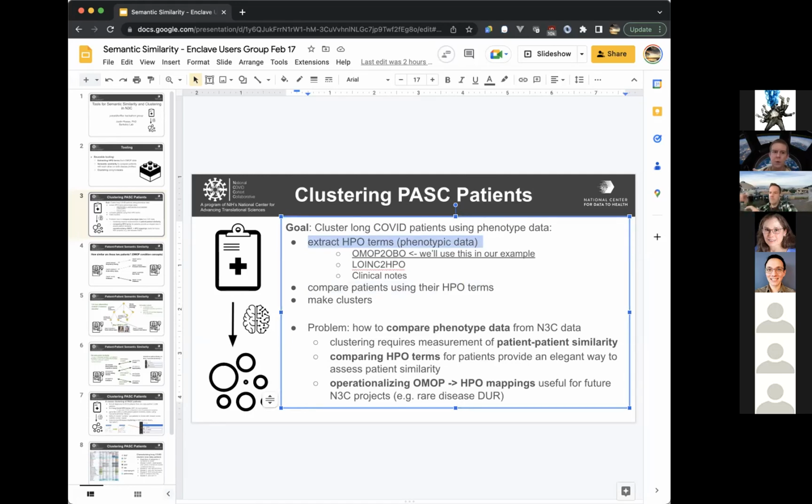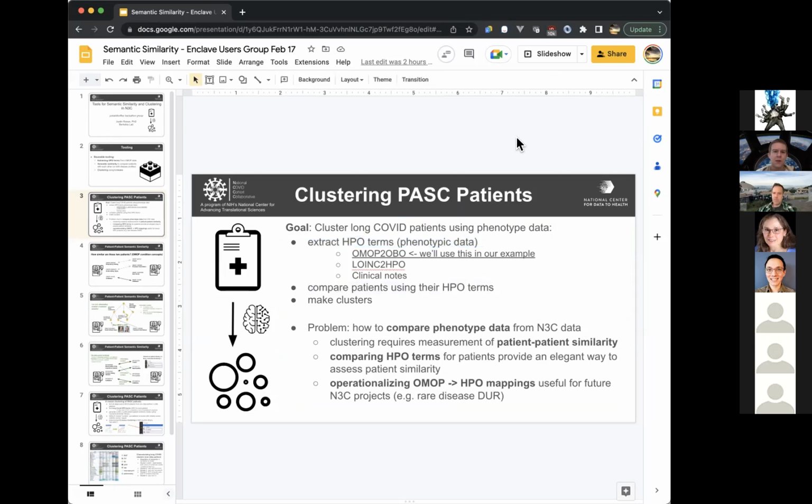Two questions actually. One is, when you say LOINC to HPO, I'm not very familiar with LOINC or HPO or OBO. Is that just like the lab tests or the measurement values as well?